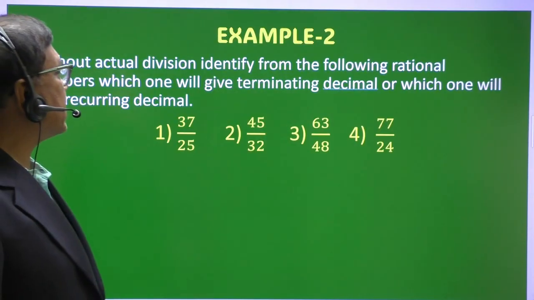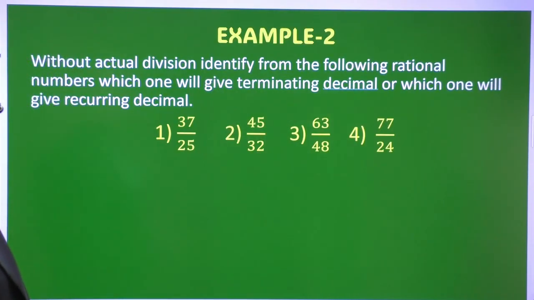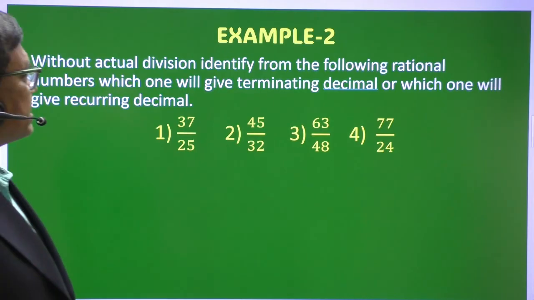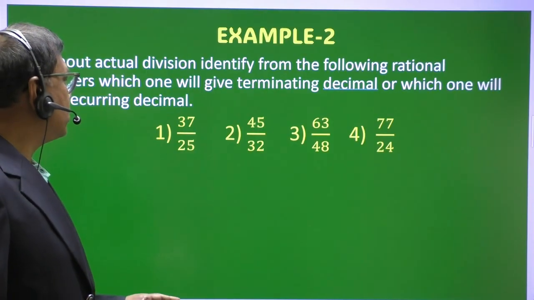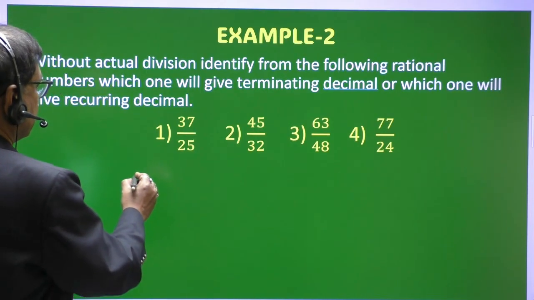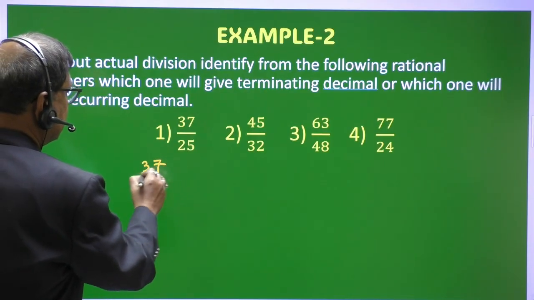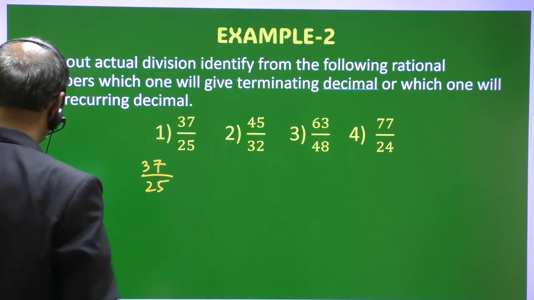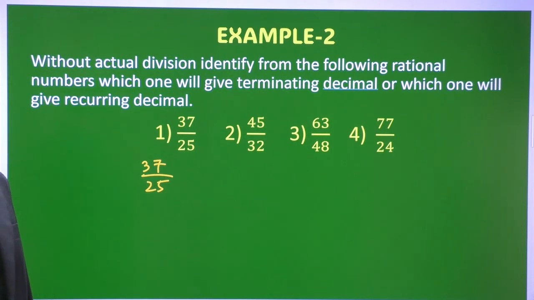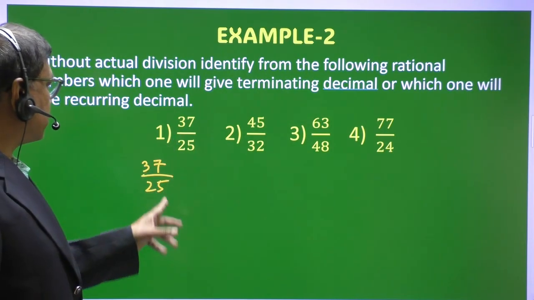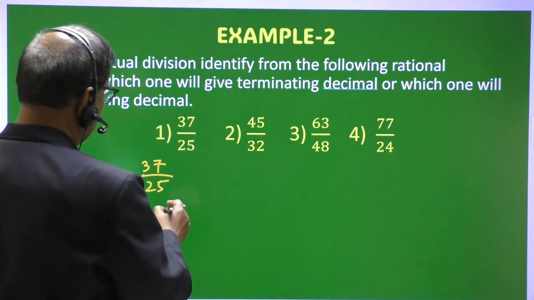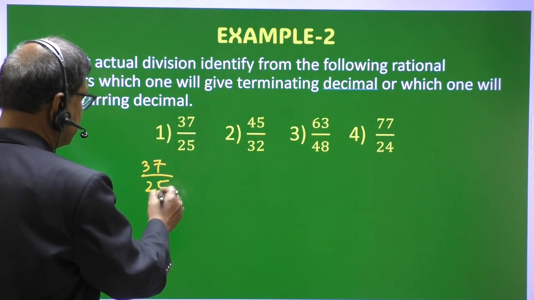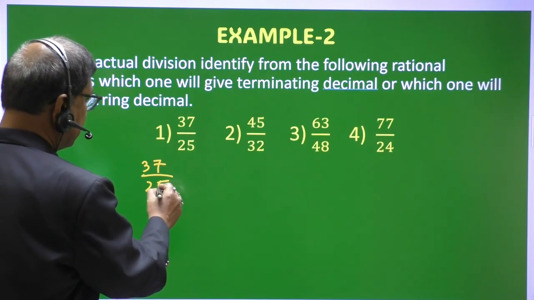Without actual division, identify from the following rational numbers which one will give a terminating decimal or which one will give a recurring decimal. So just now I told, first you have to check the given number in the simplest form or lowest form. 37 and 25 is already in the simplest form. Then we'll check the denominator, that is 25 here.